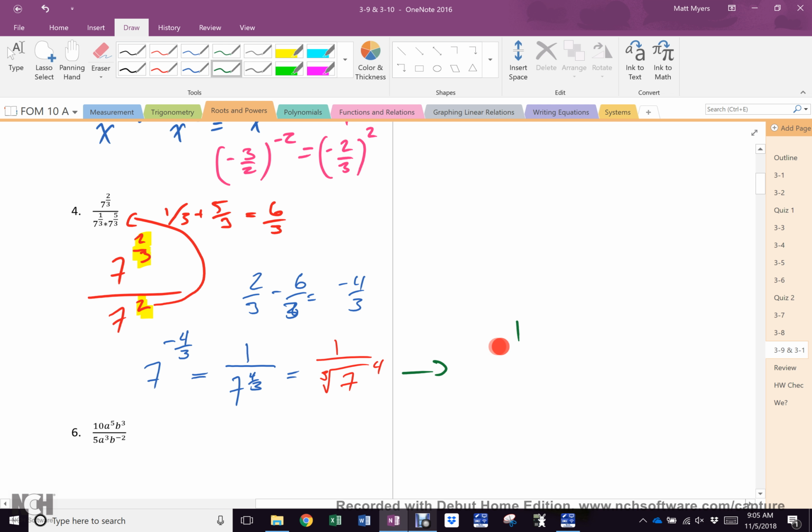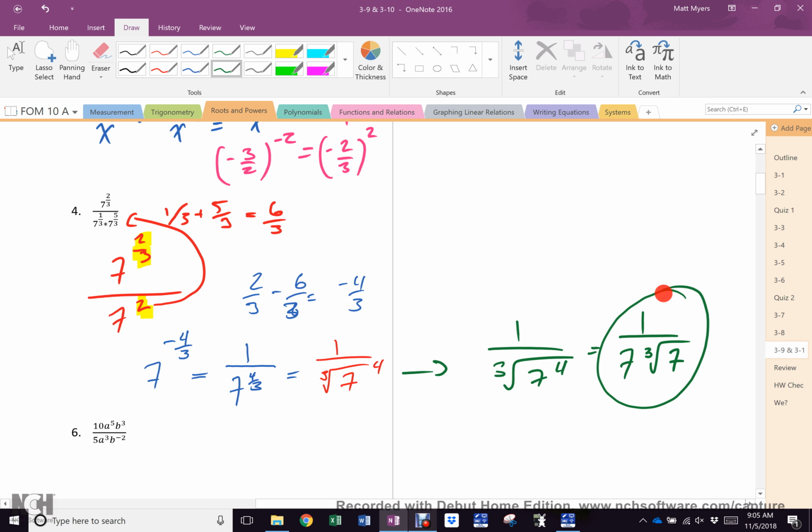This is technically 1 over the cube root of 7 to the 4th power, yes? Right? So how many 7s are under there? 4. How many 7s do I need? 3. So this is really 1 over 7 cube root 7. Everybody understand? This is where you'll be going. But I'm happy if you get to here. Okay?